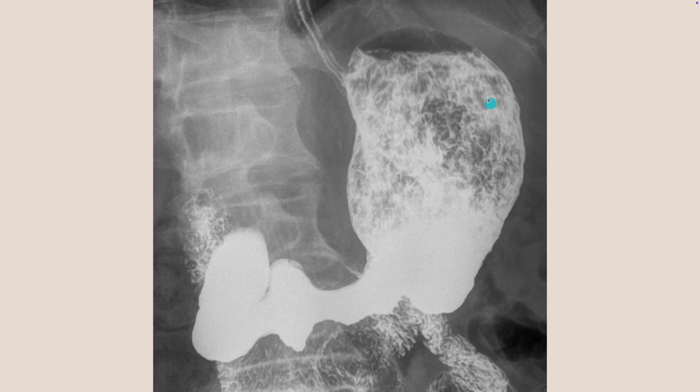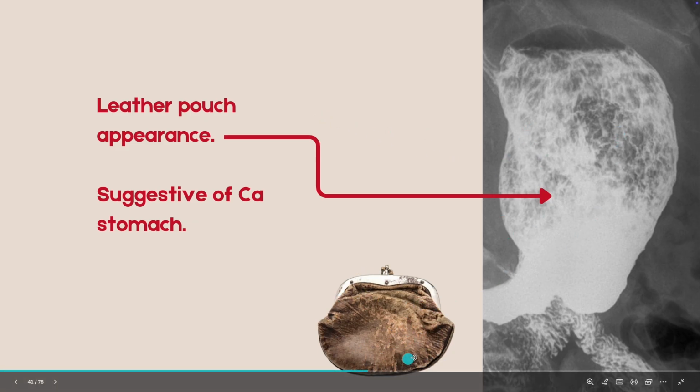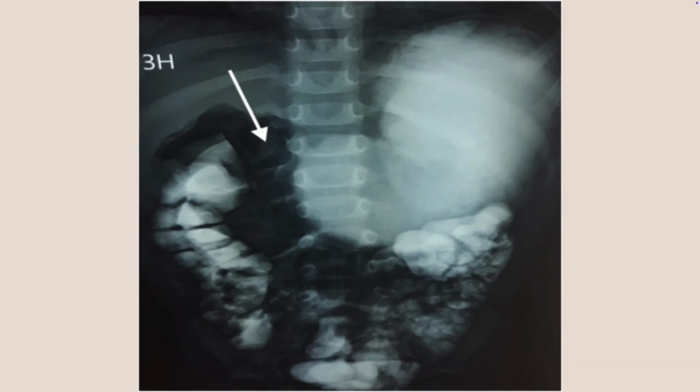Okay, so coming to other organs. This obviously is the stomach, and you can see this appearance of the stomach where there are little filling defects where the barium is not going through. This is a typical leather pouch appearance. You can see how this leather pouch looks. It looks a little flaky, right? That's the same appearance that comes here. And this is seen in CA stomach. It's also known as linitis plastica. Okay, so this is something that you should know.